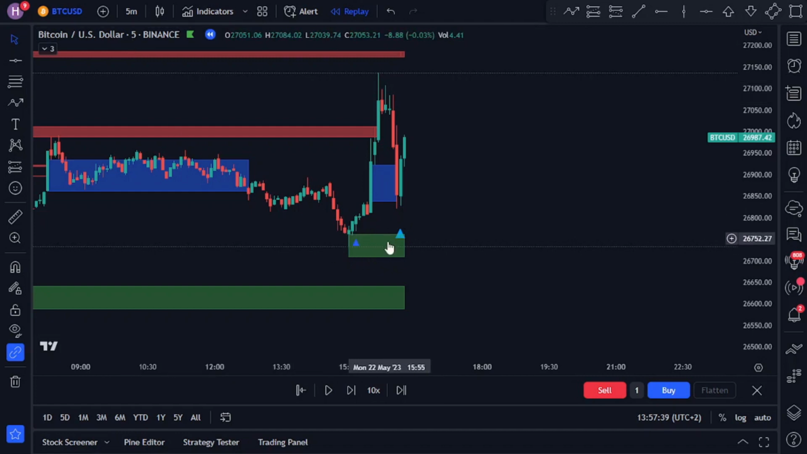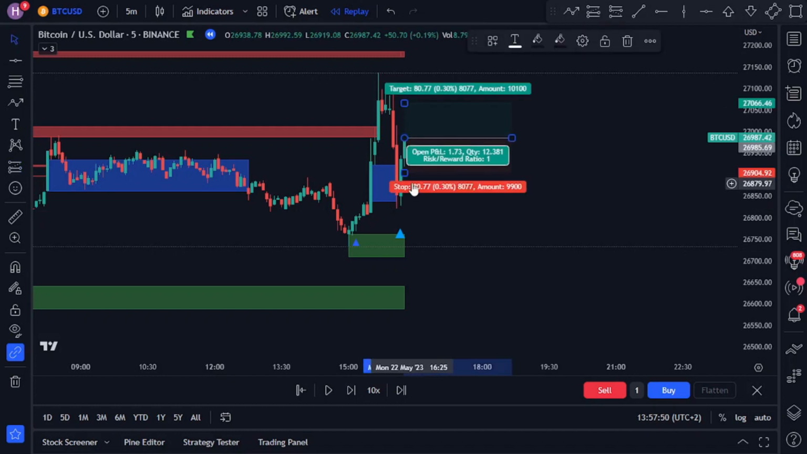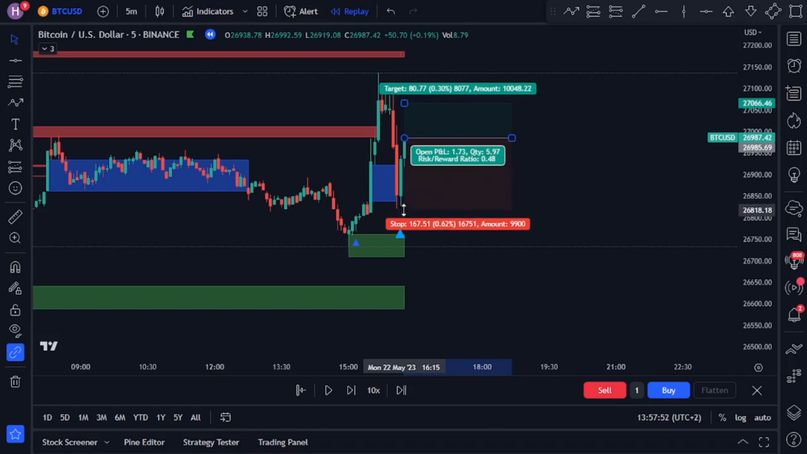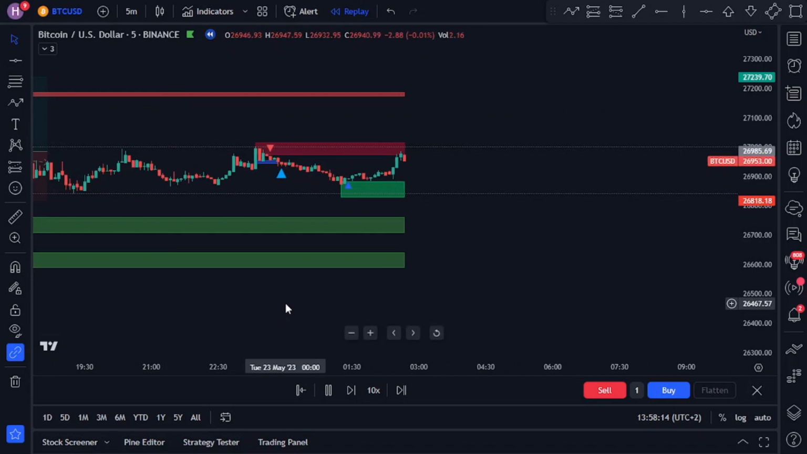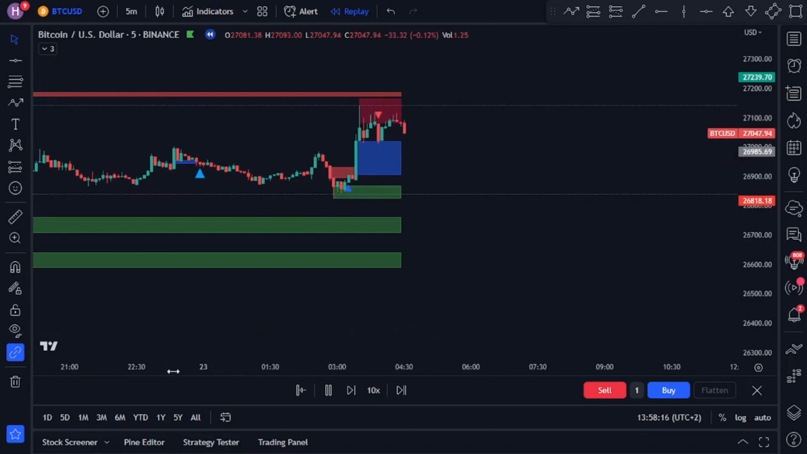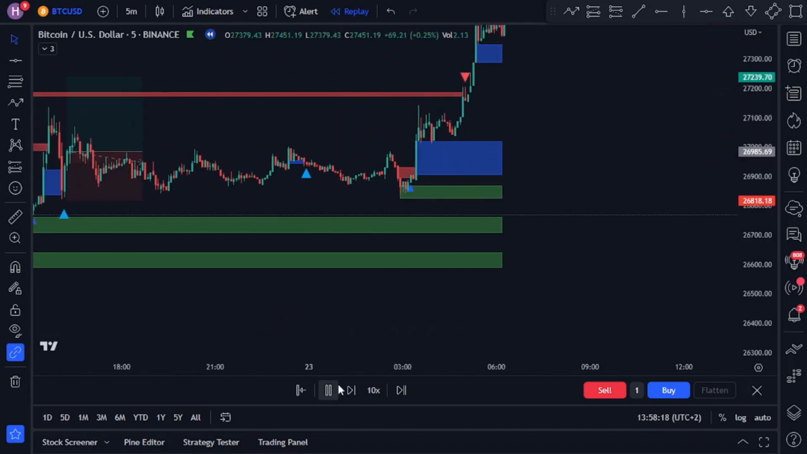And now the Smart Liquidity Void confirms the uptrend. After the second confirmation, we can enter our buy trade, setting our stop loss below the recent swing, and again aim for a minimum of 1.5 risk to reward. Again, the combination of indicators has provided us with another fantastic entry.